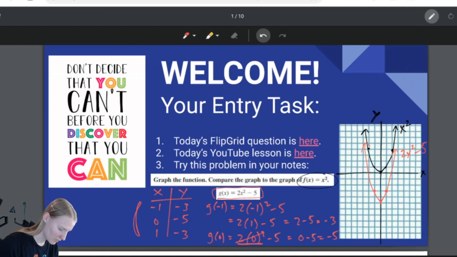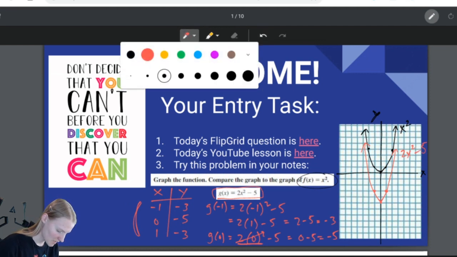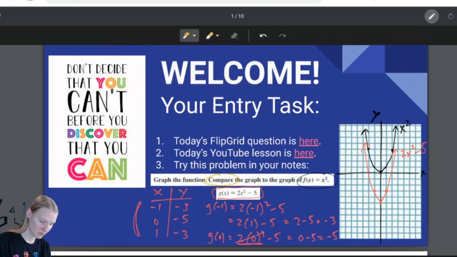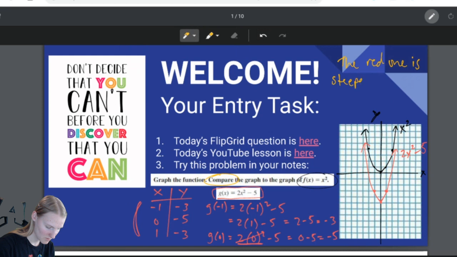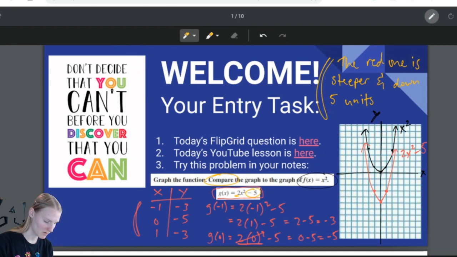Okay, so now, different color. To compare the graphs, well, the red one is steeper, and down 5 units. Because I have the -5 there, and the 2 makes it steeper. So, that is our comparison. Okay, perfect. Thanks for doing that problem with me.